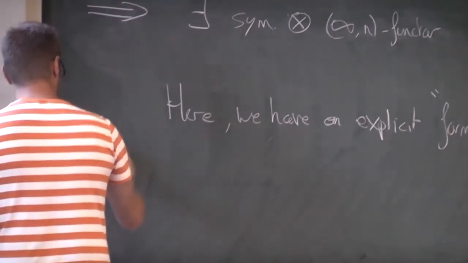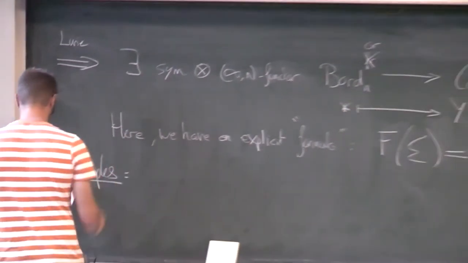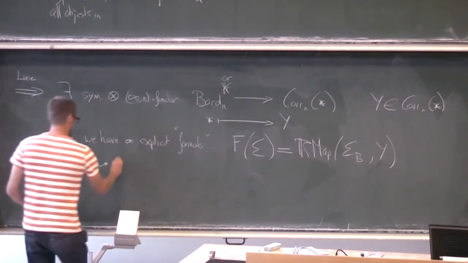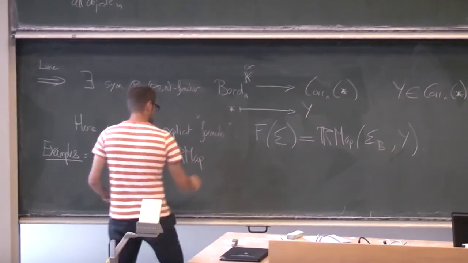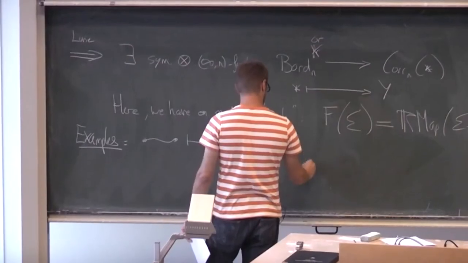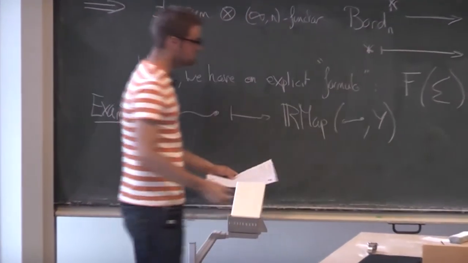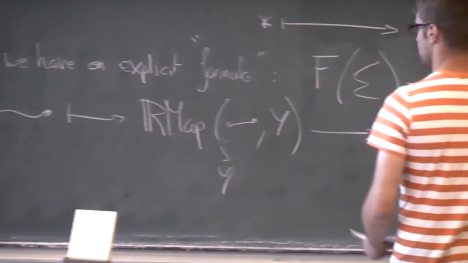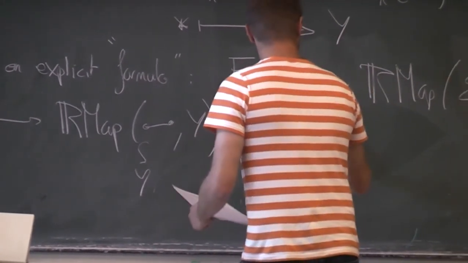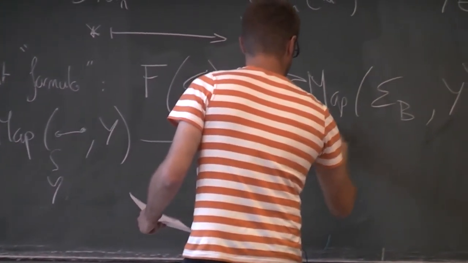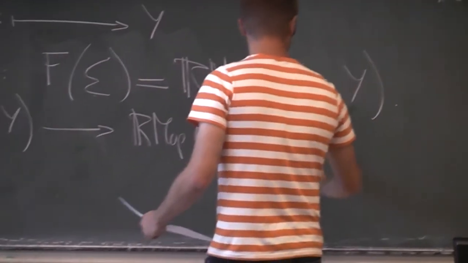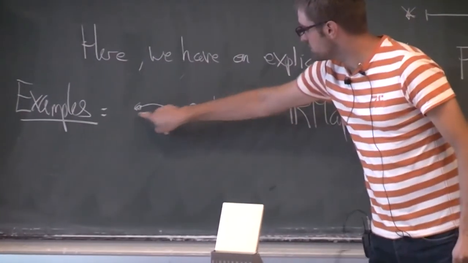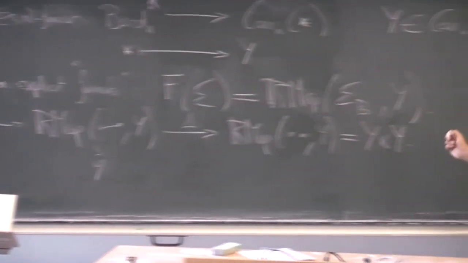Okay, let me give you again examples. If we take just the bordism between 2 points given by a line, this will go to the following correspondence. So we take the mapping space from the line to Y. The line is contractible, so it's weakly equivalent to a point, so it's just Y. And it is going to map to the mapping space of 2 points to Y, namely Y cross Y. So in this case, this bordism between 2 points given by a line is just the diagonal map. Okay?